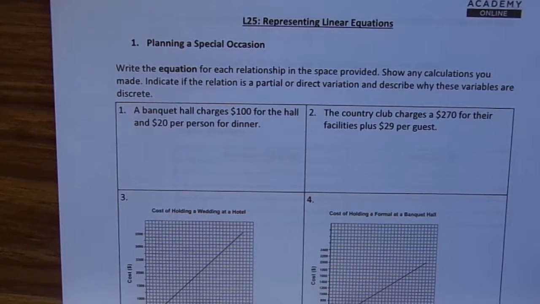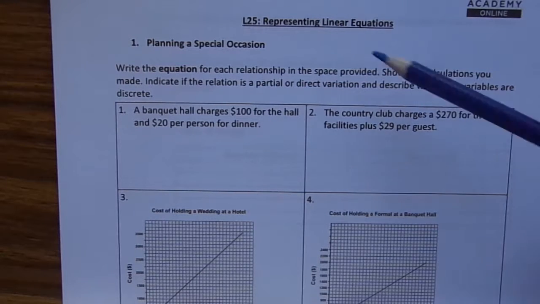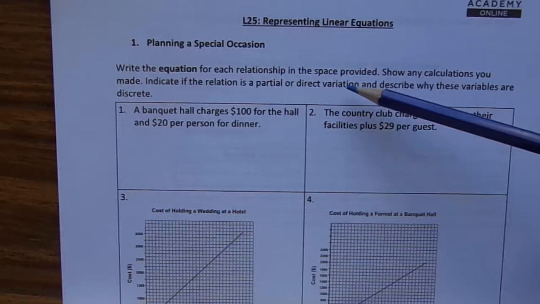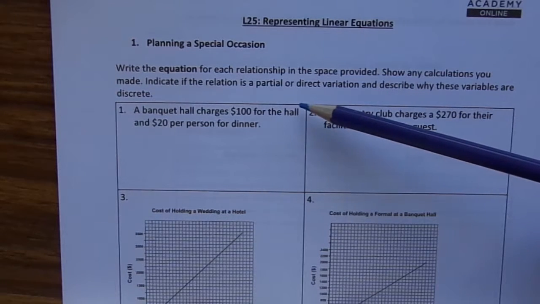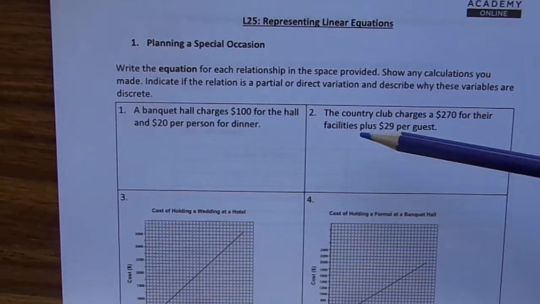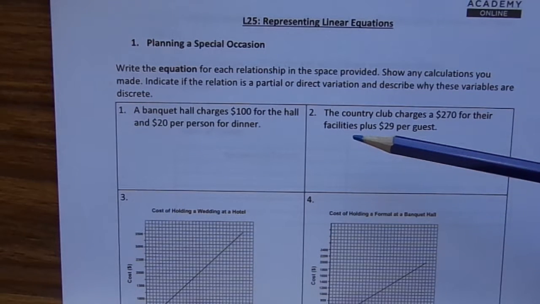So let's take a look at this for a second. We're planning a special occasion. Write the equation for each relationship in the space provided. Show any calculations you made. Indicate if the relationship is a partial or direct variation and describe why these variables are discrete.